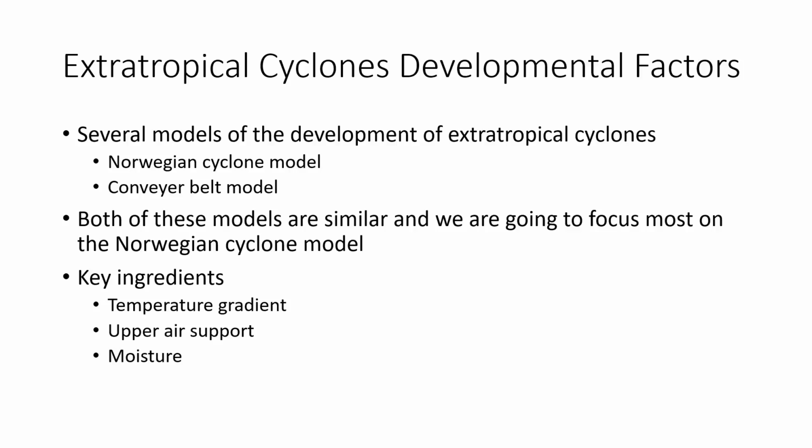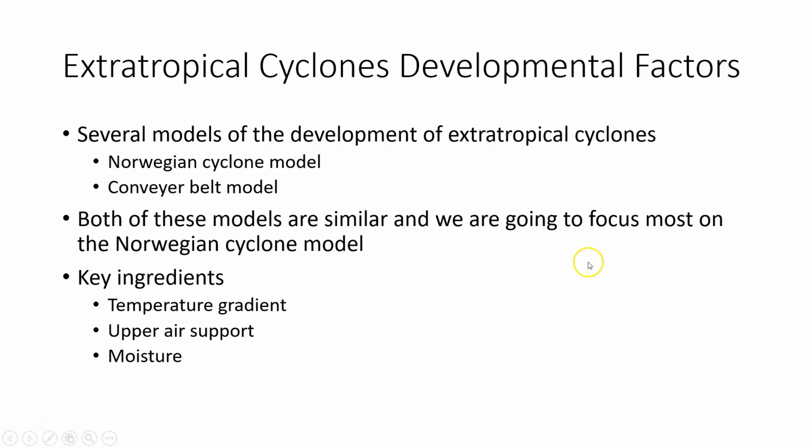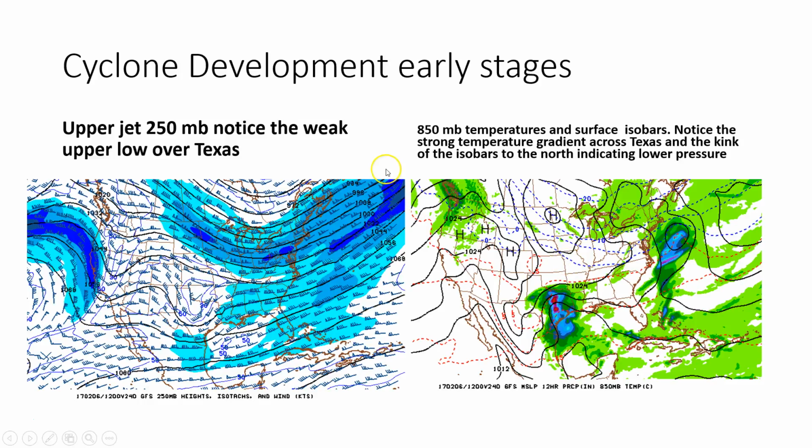The conveyor model, on the other hand, does the same thing, except it actually looks at conveyor belts of moisture, conveyor belts of warm air, conveyor belts of cold air. So instead of just looking at the ingredients individually, it groups them together and you think about it as literally a conveyor belt. So let's look at the cyclone development in the early stages here, a little weak low over Texas.